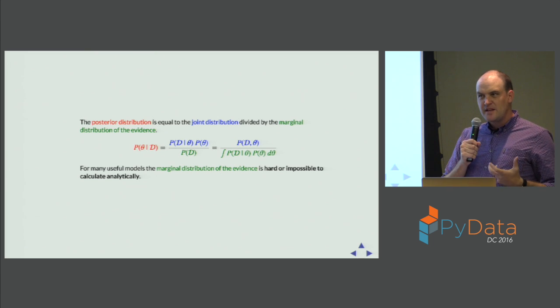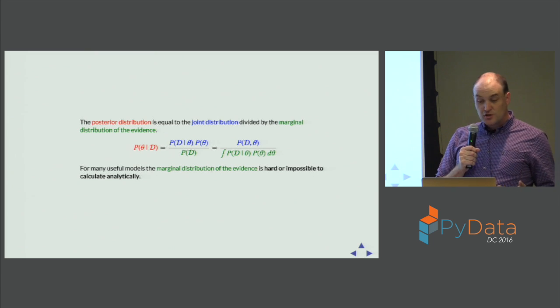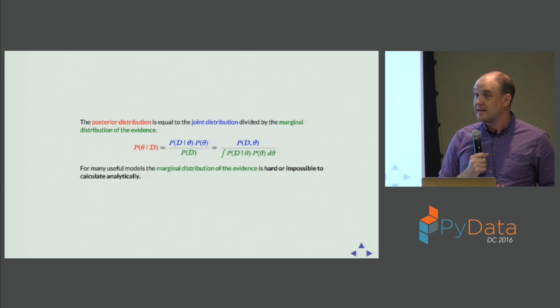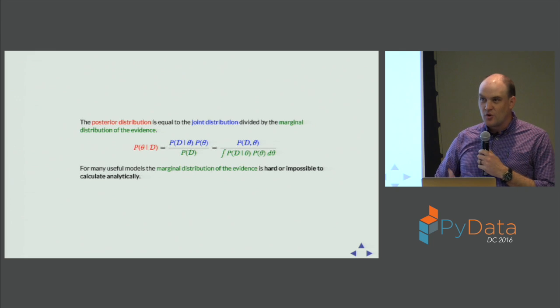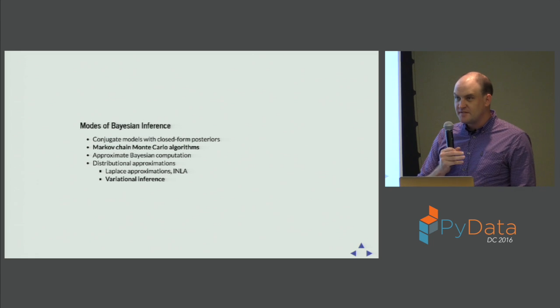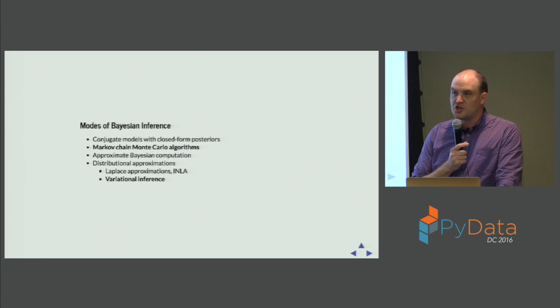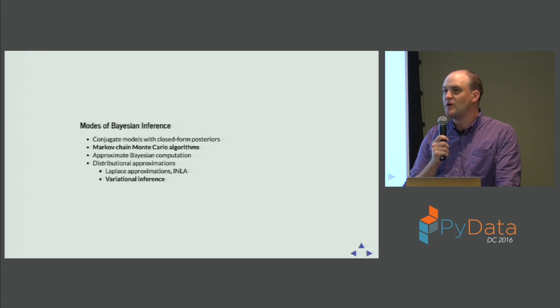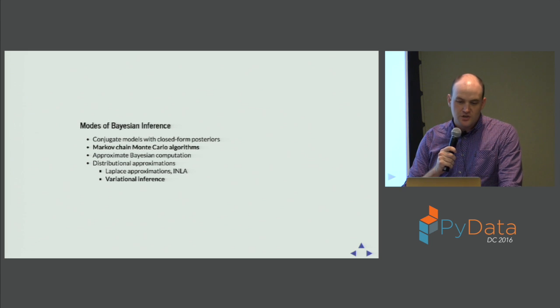The problem is, for many useful Bayesian models, the marginal distribution of the evidence, this green quantity, is hard or impossible to calculate analytically, right? And so we have to resort to some kind of approximate computation. There's a bunch of standard modes of Bayesian inference. You can restrict yourself to conjugate models where you can do that calculation. That's no fun and limits what you can do.